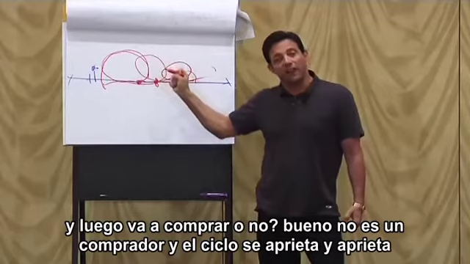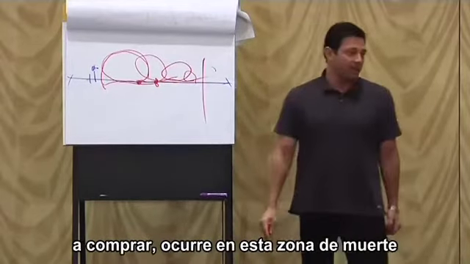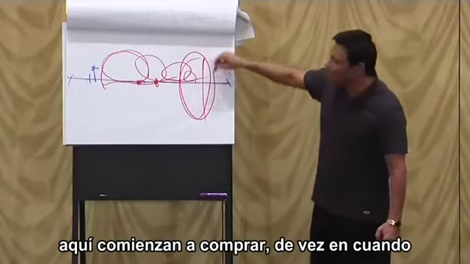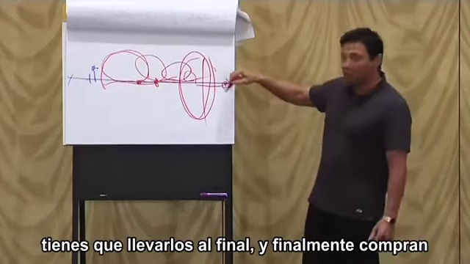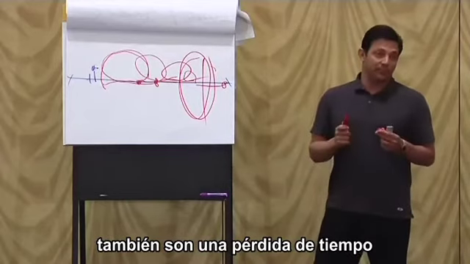And the loop gets tighter and tighter as you move down the line. And at a certain point in time, bam, they start buying. Happens usually in this kill zone right here. They start to buy. Once in a while, you take someone all the way to the very end and they finally buy. Those are really gratifying. They're also going to be a waste of time.